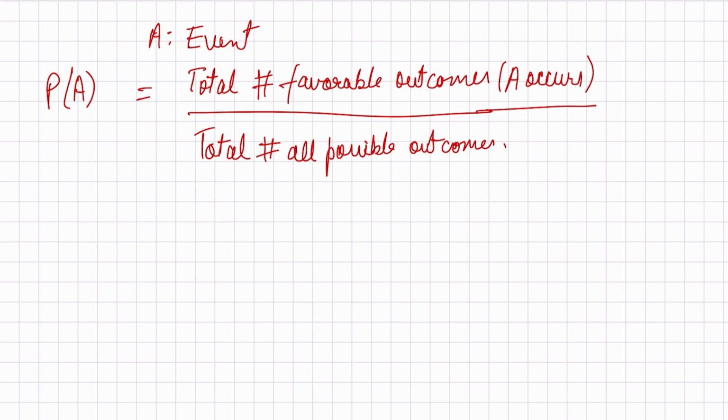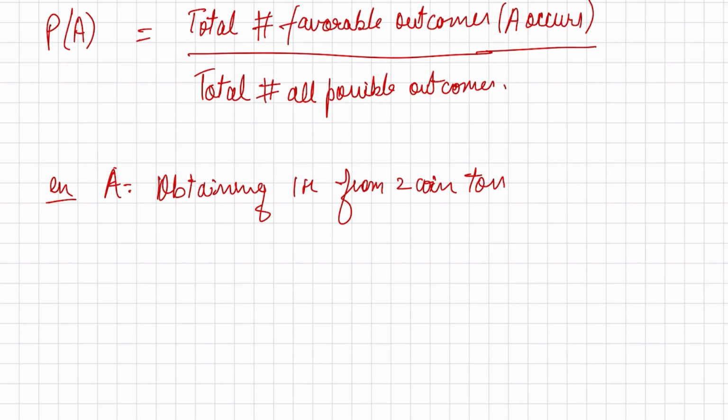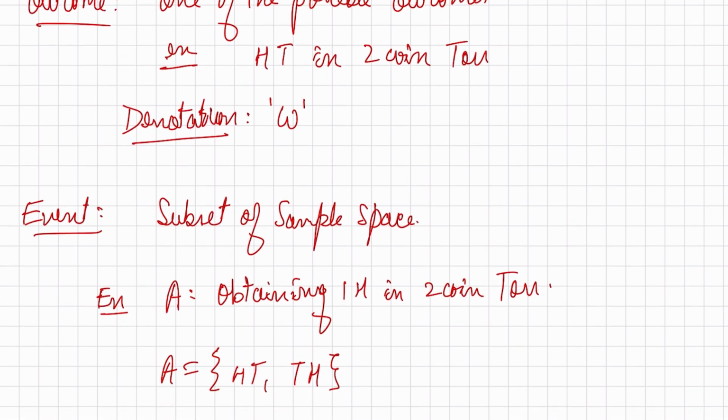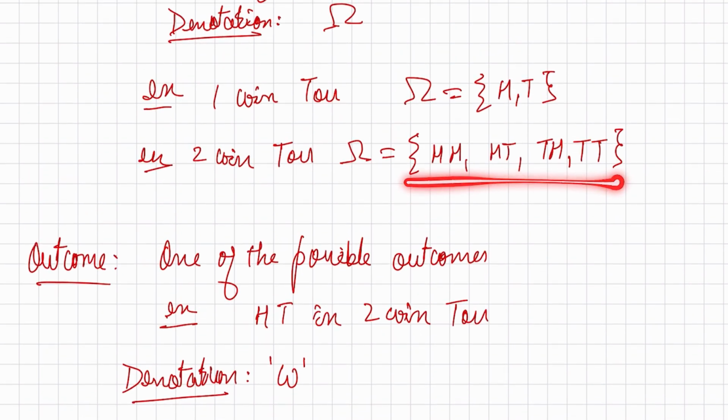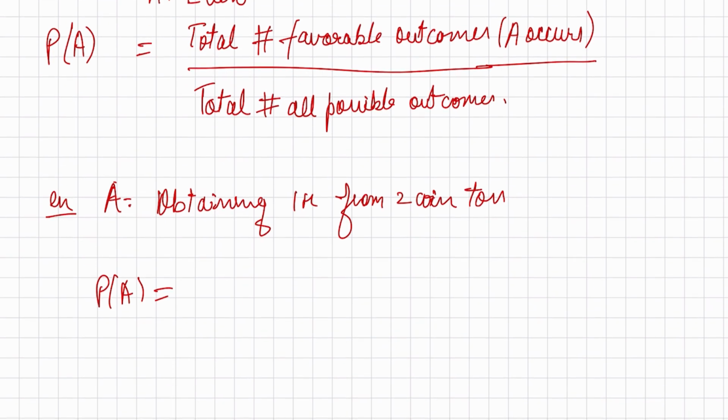So if I talk about an example, let's say in our case, event A was obtaining one head from 2 coin tosses, okay? And probability of A is going to be the total number of favorable events. So if we go back, we saw in this case we had 2 events here, and the sample space consisted of 4 events. So this is going to be 2 by 4. That's going to be half, okay?